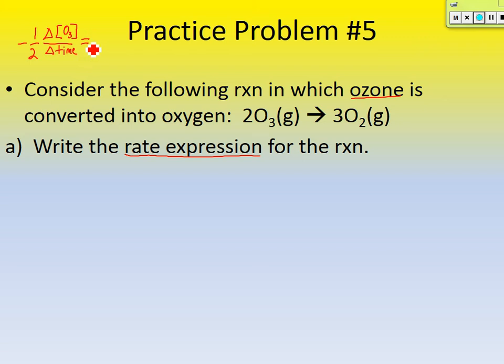Let's set that equal to our other term, which is a product. So the sign is going to be positive because it's appearing over time. My coefficient is a 3. So I'm going to put 1/3. Now we're going to times that by the rate, which is the change in the concentration of oxygen, O2, over the change in time. And so there's my rate expression. How many of you guys were able to get that correct? Okay, very good.